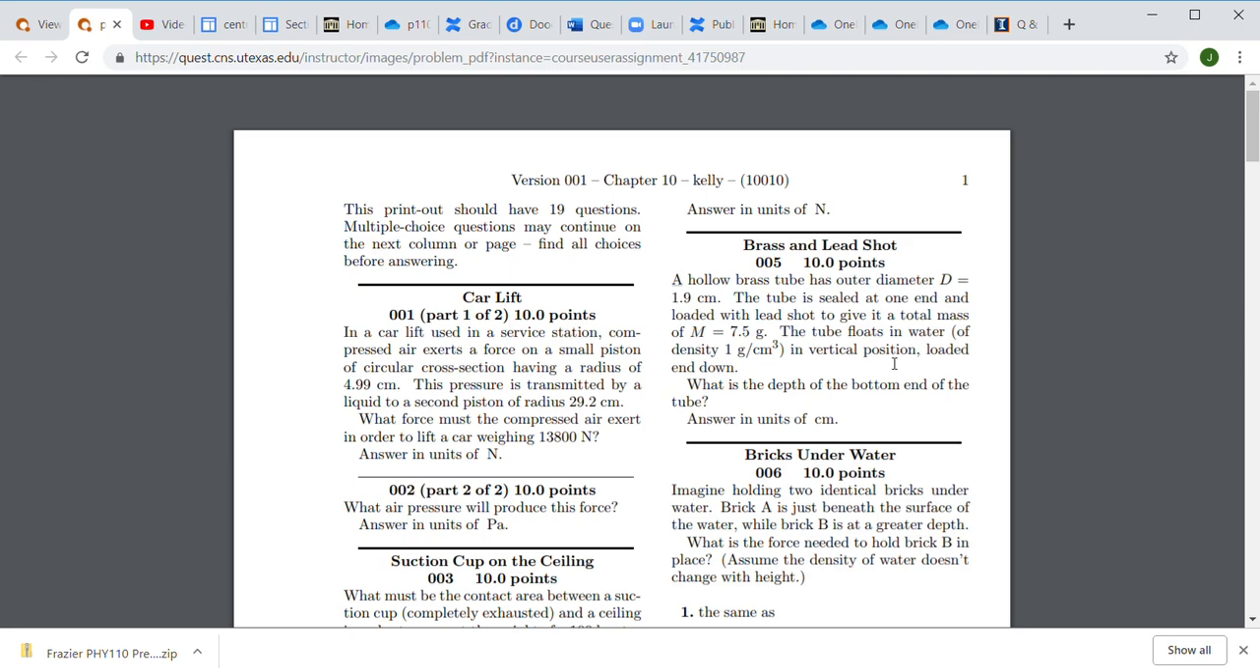It's floating in a vertical position so that the circular end of the tube is down and it's floating straight up and down. What is the depth of the bottom end of the tube when it's sitting there floating in equilibrium? So we're just going to balance forces. What are the forces that are being applied to the tube? Well, there's the weight of it pulling down from the earth, and there's also a buoyant force pushing up on it.